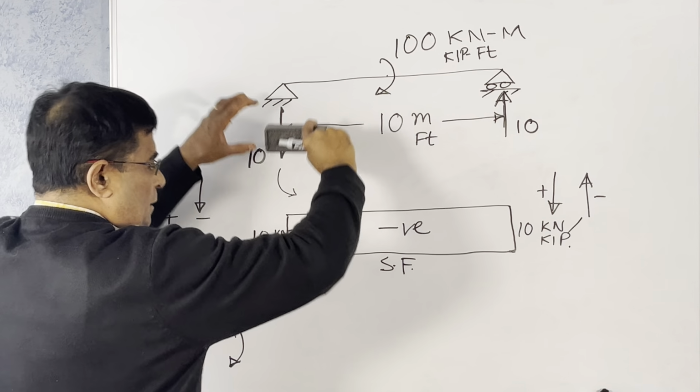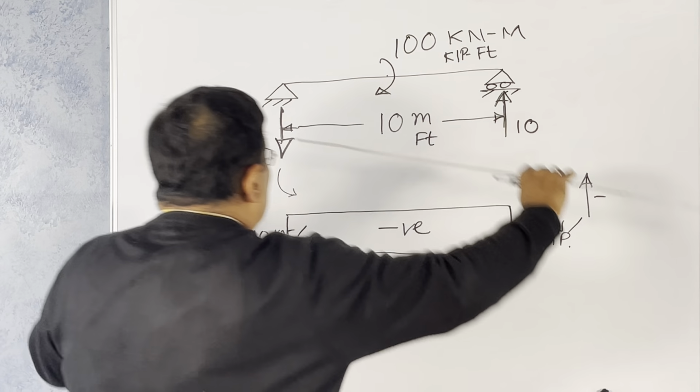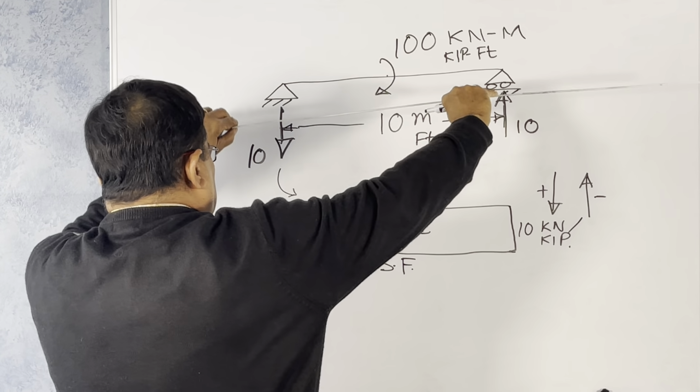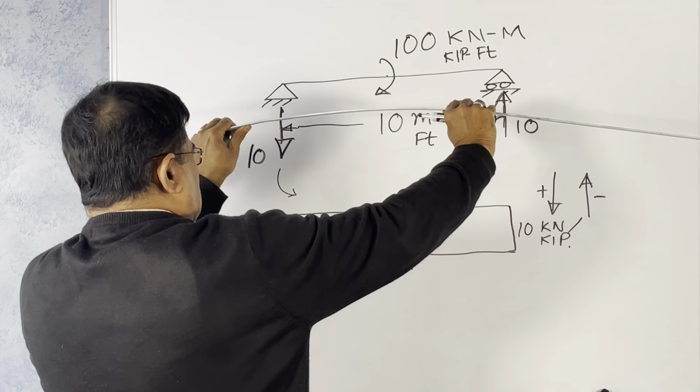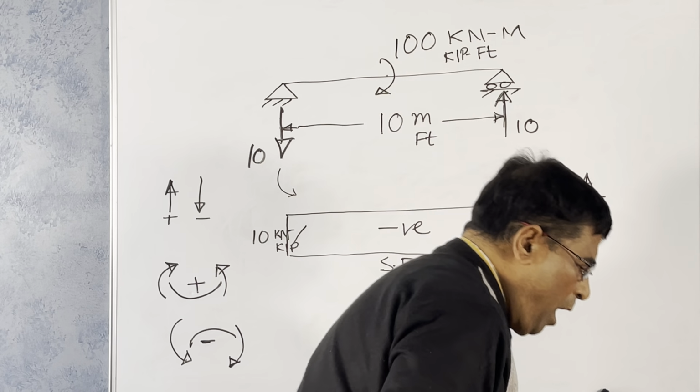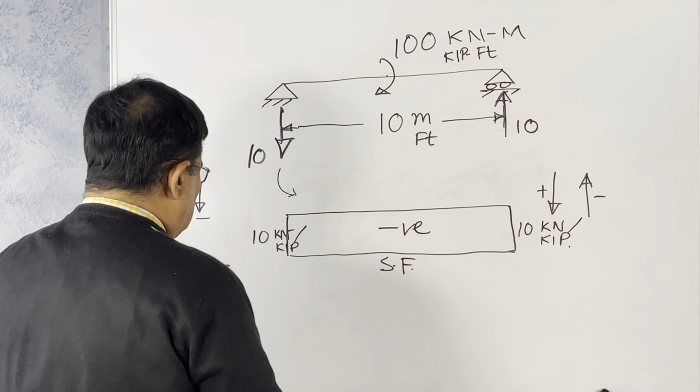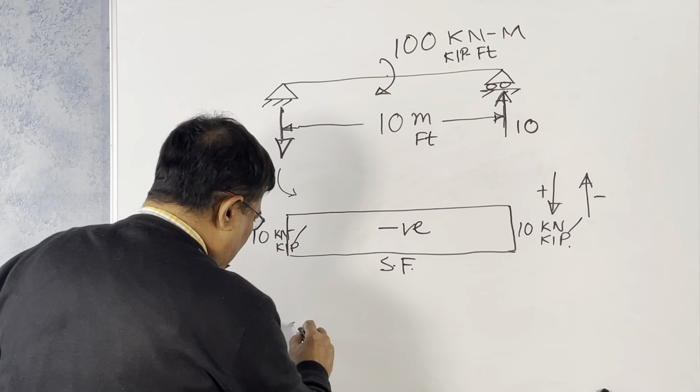So like this, see this? If you have a beam, try to bend it like this. It is bending like this. So this is the hogging moment. So this will be your negative.